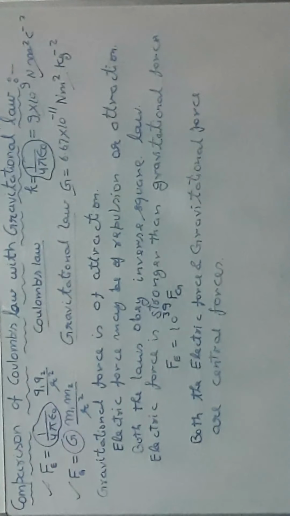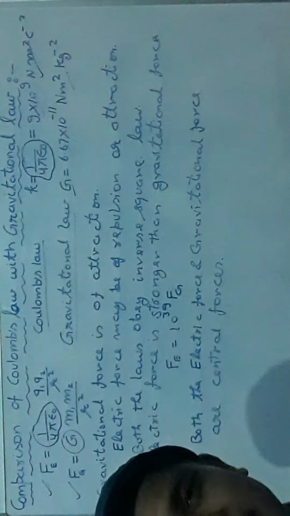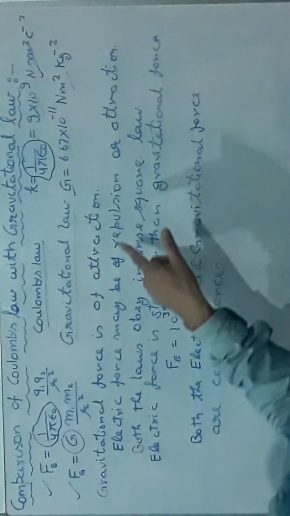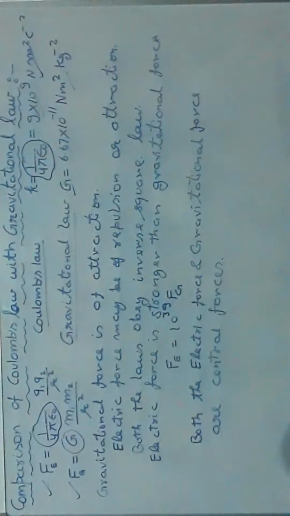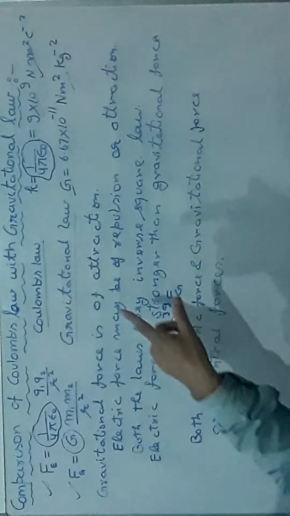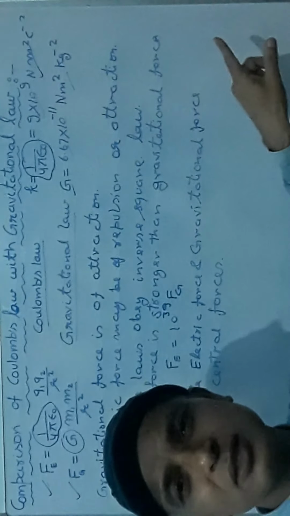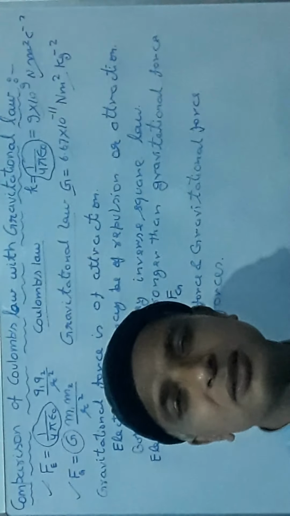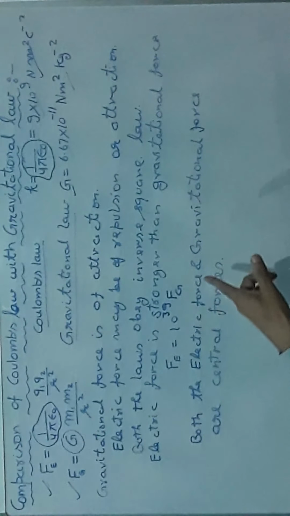Okay, so what we have discussed: we have compared Coulomb's law with gravitation law. In the beginning, I wrote down the formulas of these two, Coulombian and gravitational law. One property I have discussed here: gravitational force is of attraction, that is the difference, but electric force may be of repulsion or attraction. Both the laws obey the inverse square law. It means the force is inversely proportional to the square of the distance between them. Next one, electric force is very much stronger than the gravitational force, 10 to the power 39 times stronger.